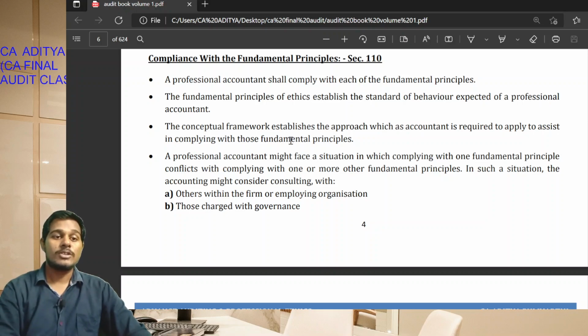Okay, students. The conceptual framework establishes the approach which an accountant is required to apply to assist in complying with this. See students, the conceptual framework will provide, that is, will apply.